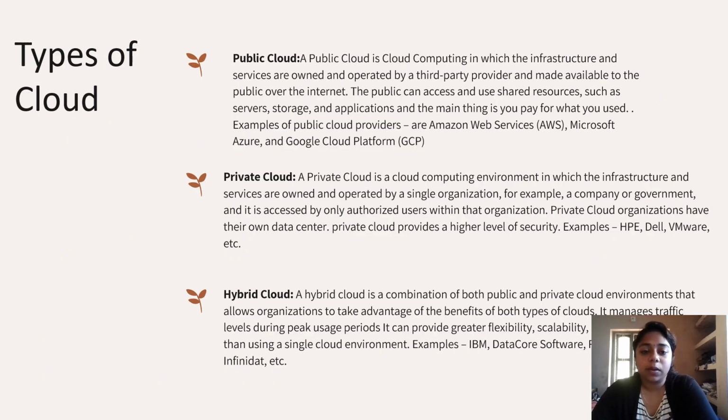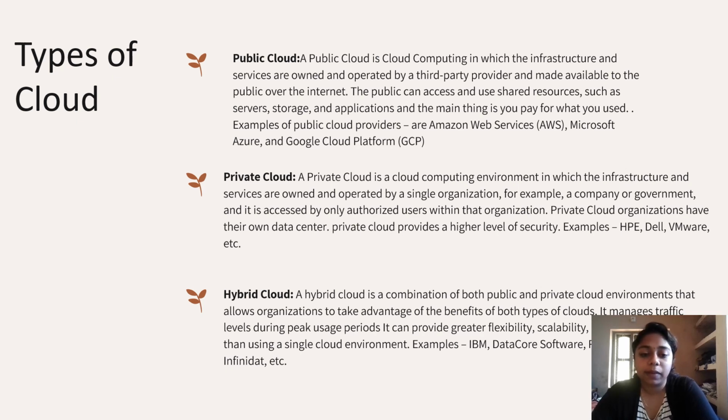Then the types of cloud: public cloud, private cloud, and hybrid cloud. A public cloud is a cloud computing model in which the infrastructure and services are owned and operated by a third-party provider and made available to the public over the internet. The public can access and use shared resources such as servers, storage, and applications. And the main thing is you pay for what you need.